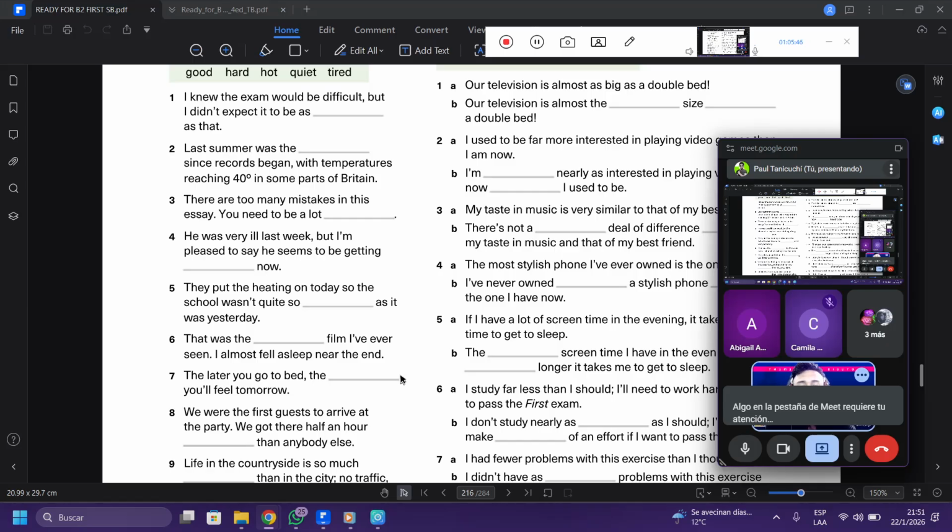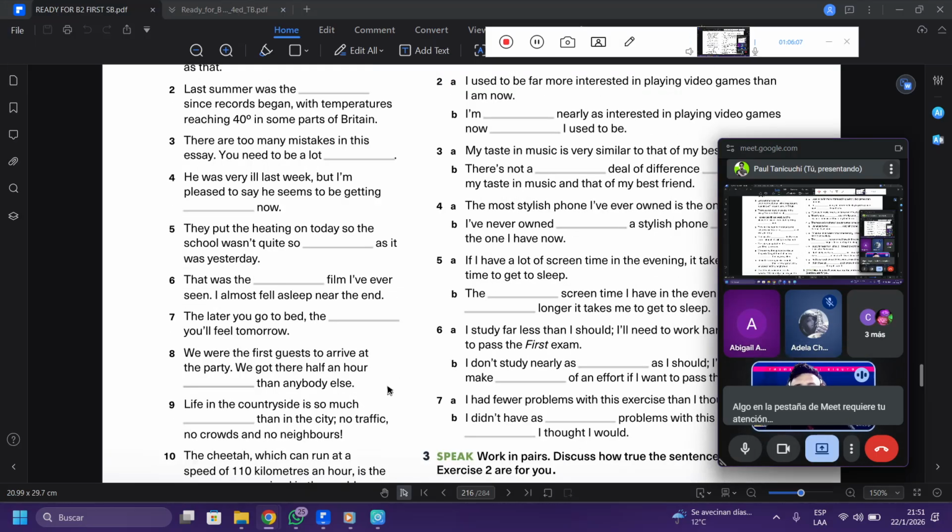Number 8. We were the first guests to arrive at the party. We got there half an hour... than anybody else. Earlier. Earlier. Perfect.